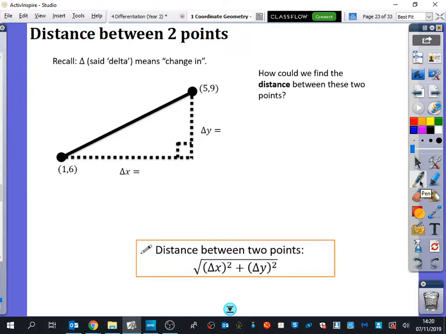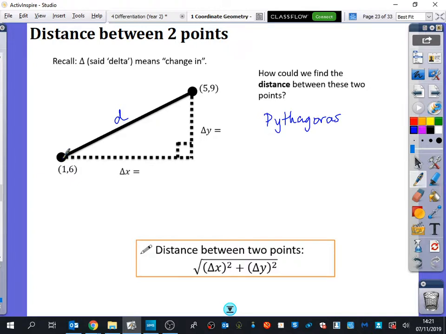Okay, so what's the thing that's going to connect these things together then? What's the way of being able to find the distance? Pythagoras, okay. We are going to use Pythagoras because clearly here the thing we're looking for, the distance, is the hypotenuse of a right angled triangle, okay?